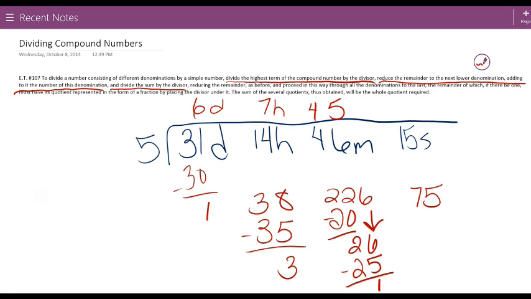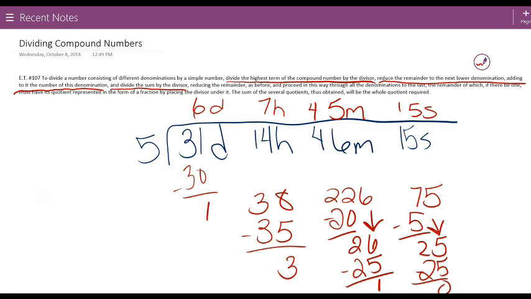Okay, so now we're going to divide that. And in this case, we're not going to end up with a remainder. But if you did, you'd end up with 15 and 4/5 of a second. So just whatever this last denomination is, you'll end up with a mixed number in that denomination. That's how they want you to write it.